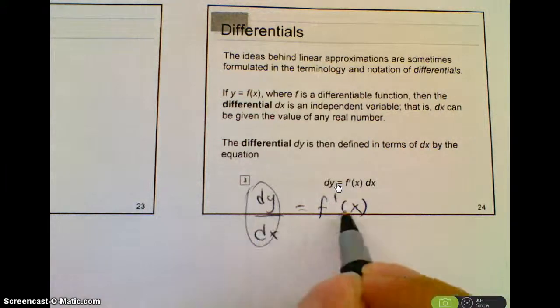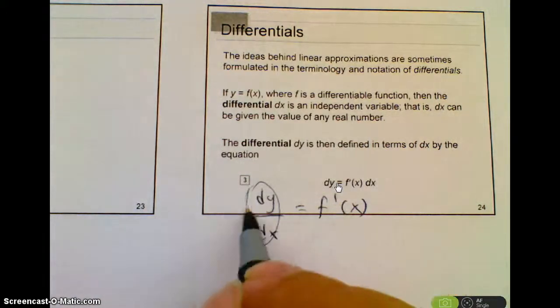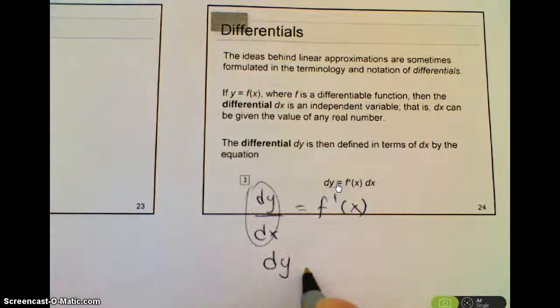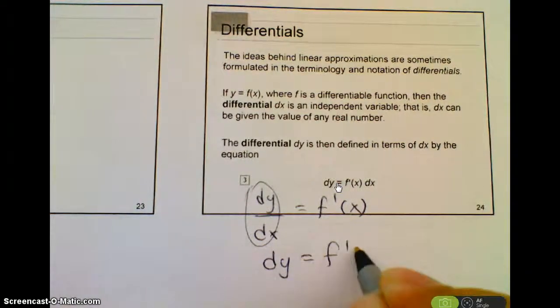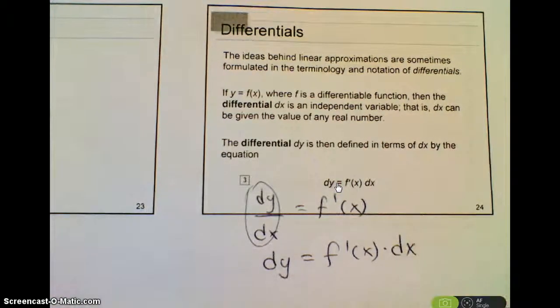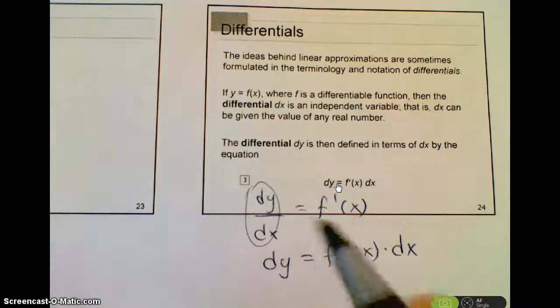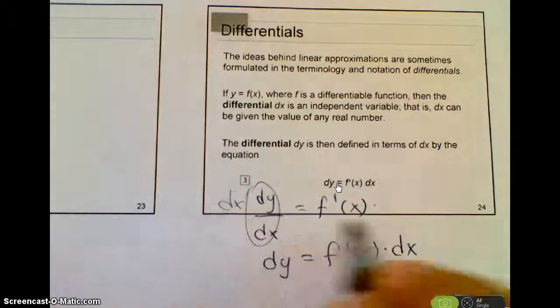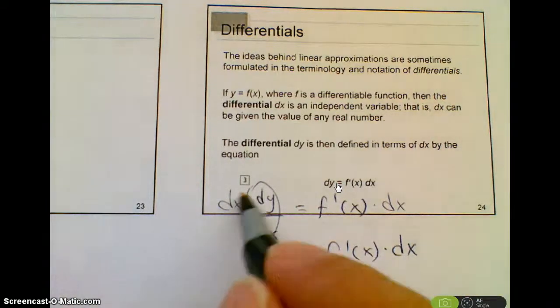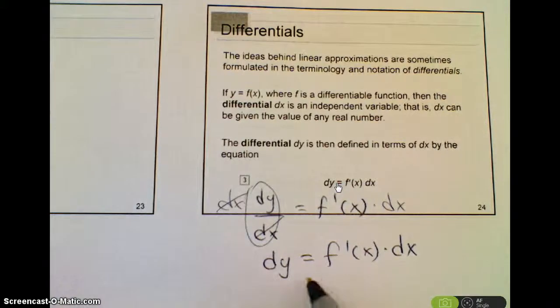talking about just the derivative, we're going to be able to split it into two pieces and say the differential of y is the derivative of f of x times the differential of x. Because the idea is that I would multiply both sides of the equation by the differential of x, or simply dx. If I do that, these two will cancel out and I just have dy.